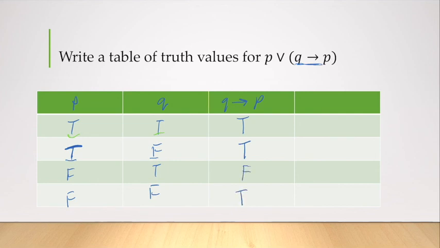Now I want P or Q implies P. So I have to look at my values in my P column and my Q implies P column. Remember, or is true as long as one or the other is true, or both of them are true. So if I have true and true, that's true. True and true, that's also true. False and false, that's false, right? Because we're looking at or. And then false and true, that's also true.